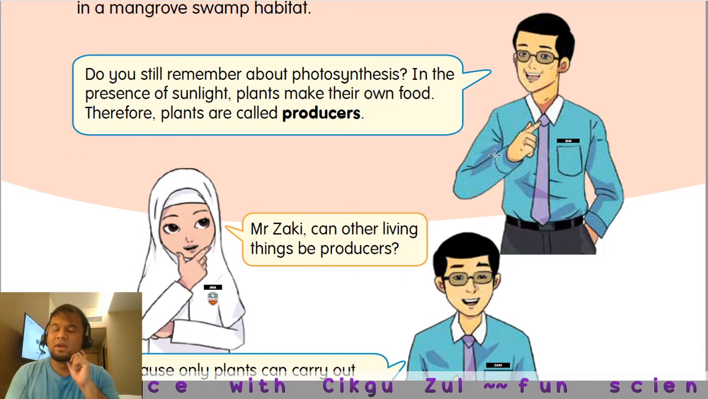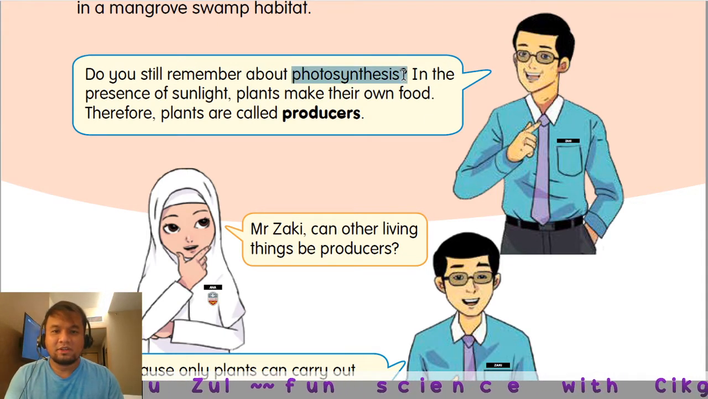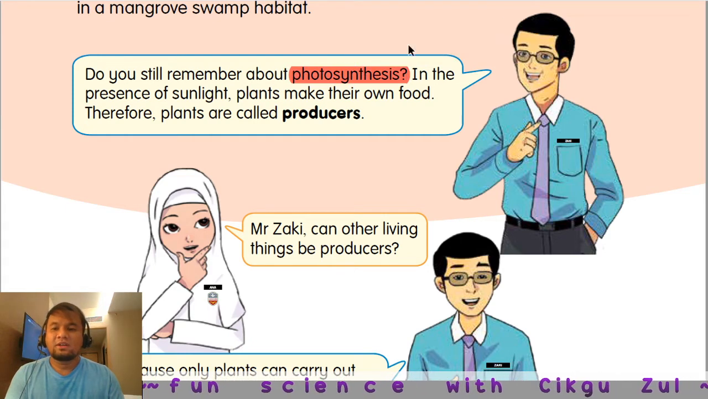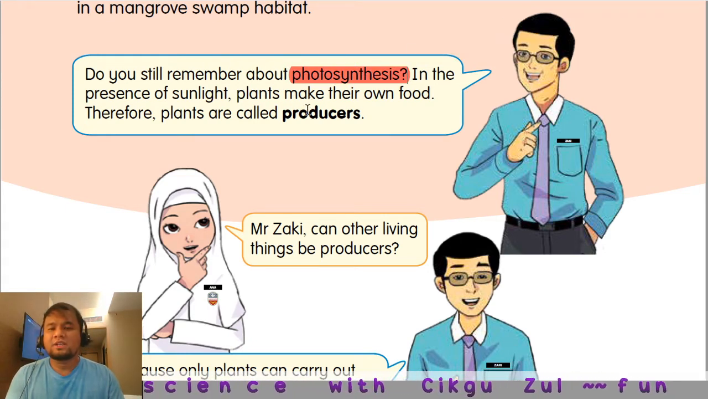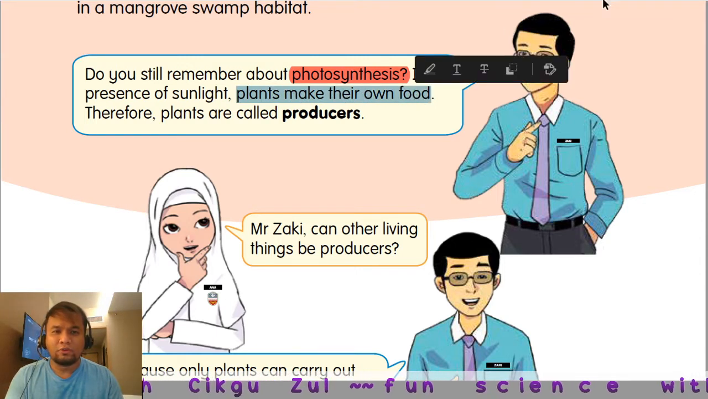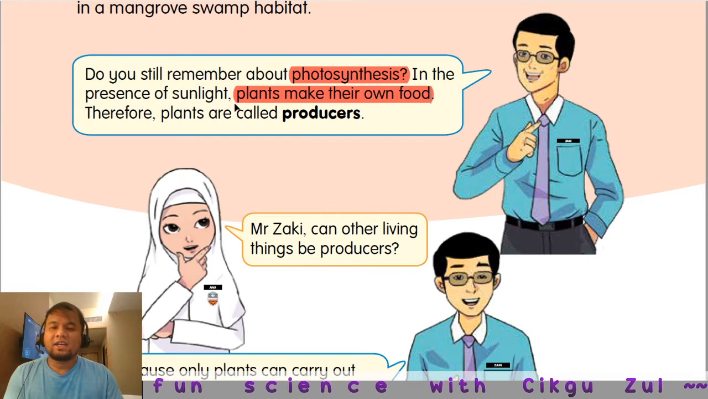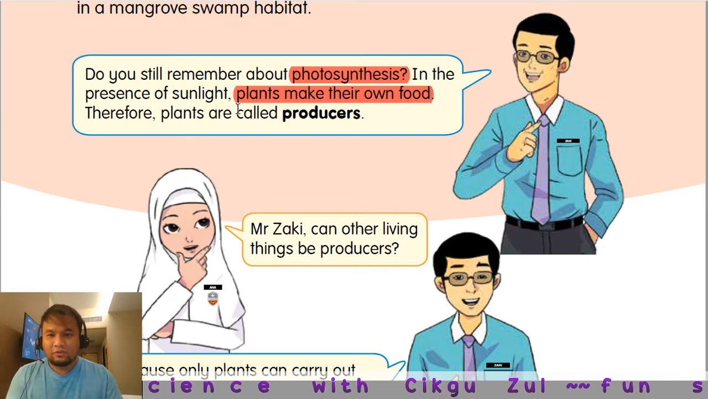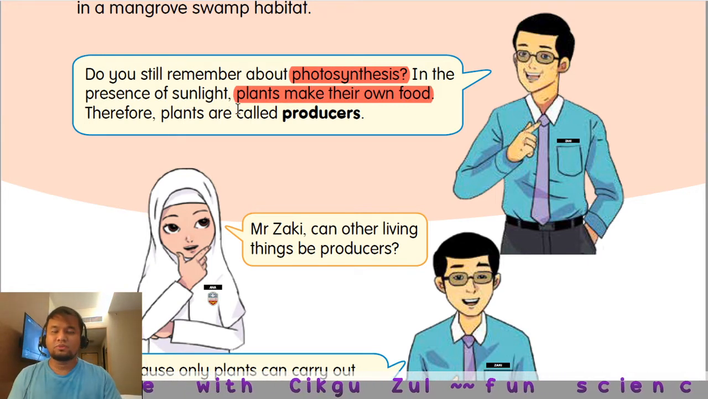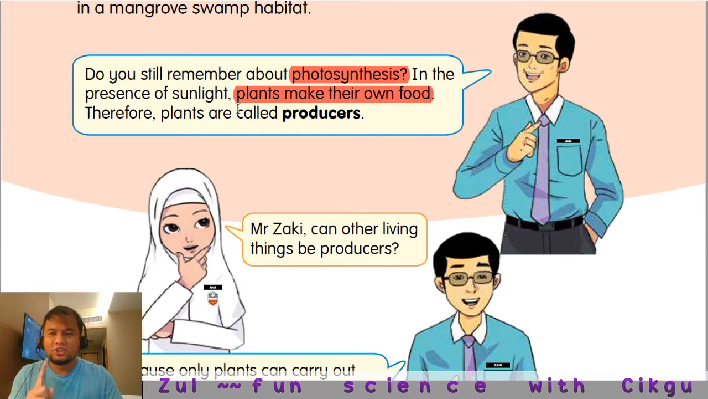Okay, you still remember about photosynthesis? Okay, what is photosynthesis? The photosynthesis is carried out by plants to make their own food by using the sunlight. They can make their own food. Animals and humans cannot make their own food. Understand? So that is so.